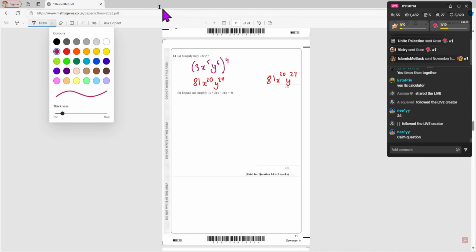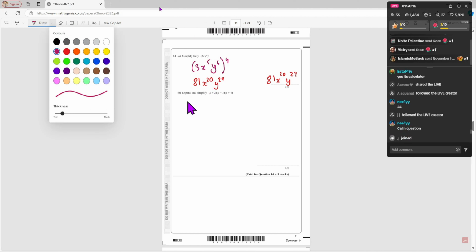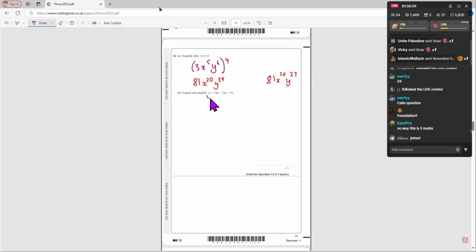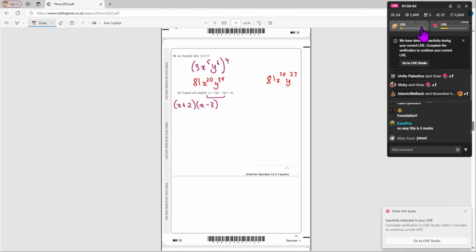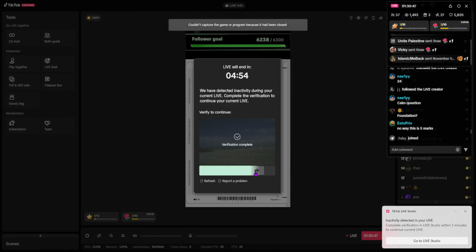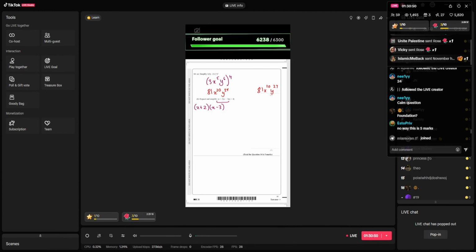So, now it says expand and simplify x plus 2, x minus 3, and x plus 4. This is expanding triple brackets. Basically, to expand triple brackets, what you usually do is expand the first 2 brackets separately, and then you bring in the last bracket at the end. So you have x plus 2 with x minus 3. You're going to expand these 2 first.